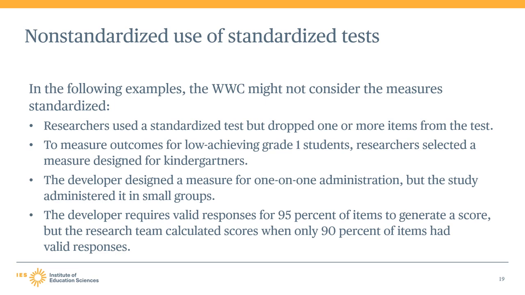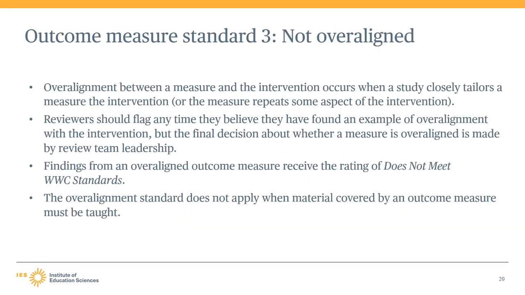And finally, in the last example, let's say a research team uses a different threshold to calculate scores for a measure. In this example, the developer requires valid responses for 95% of items to generate a score. But let's say the research team calculated scores when only 90% of items had valid responses. This is a concern because it is not consistent with the developer's established scoring procedures.